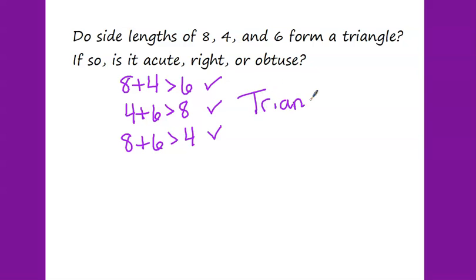Now that we know it is a triangle, we can determine if it is acute, right, or obtuse by comparing c squared to our a squared plus b squared.